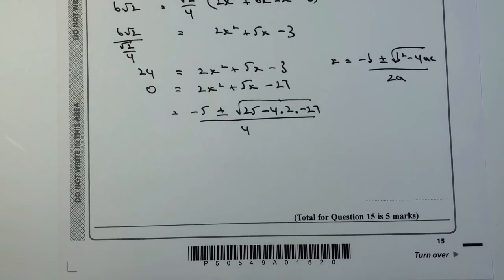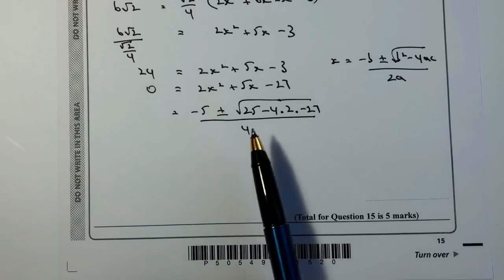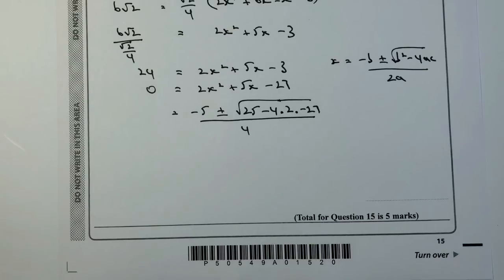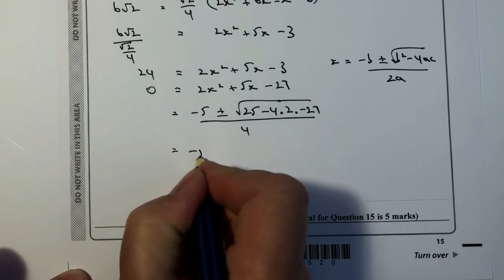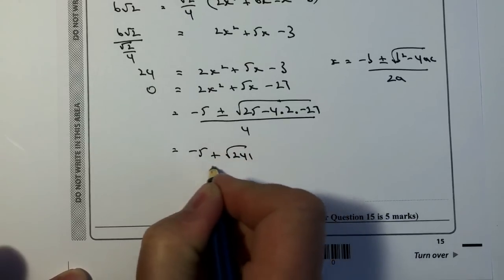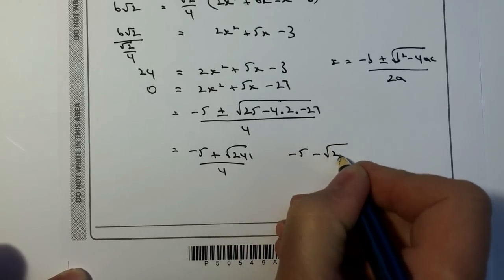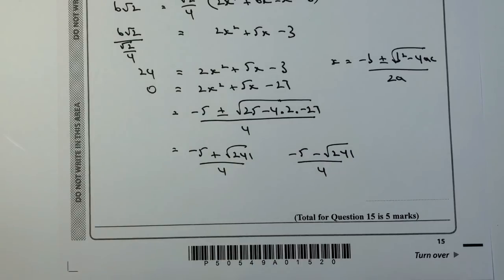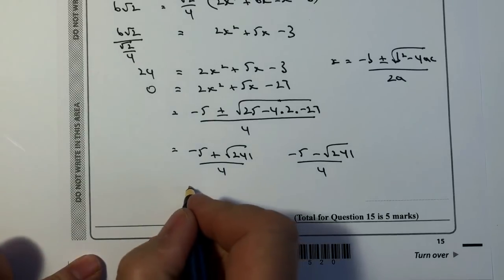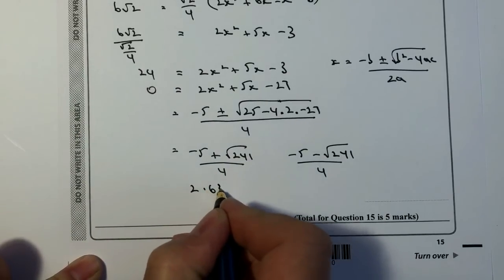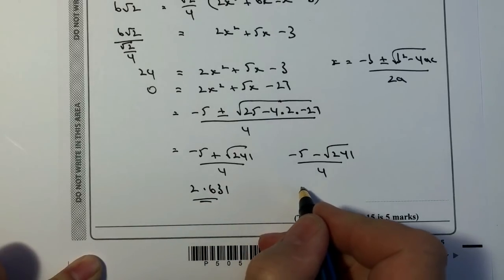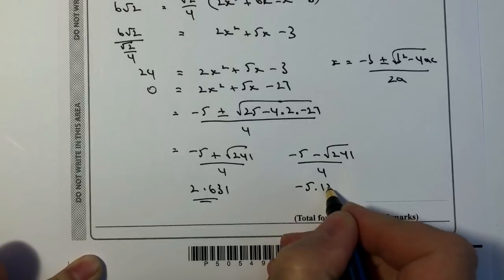Funnily enough, I did have a comment on one of the posts recently, and it was precisely that the student was complaining it came up with a maths error. Well, the reason it came up with an error is because of this negative sign in here. So do be careful, because what you should end up with is minus 5 plus the root of 241 divided by 4, and minus 5 minus the root of 241 divided by 4. And if you pop those two into a calculator, you're going to get two values. One value is a positive value of 2.631, and one value is a negative value of minus 5.131.